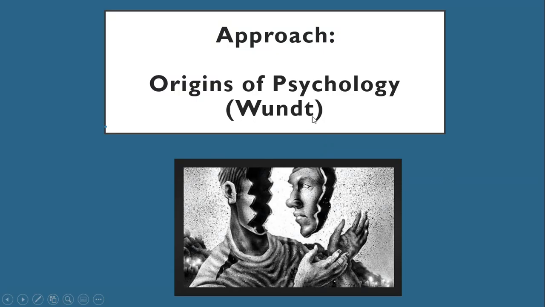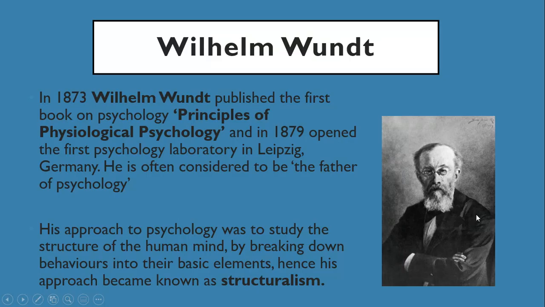The guy that is credited for the emergence of psychology is Wundt. He is named on the spec, so you need to know his name, you need to know his role in terms of psychology. He published the first psychology textbook in 1873 and opened the first psychology lab.